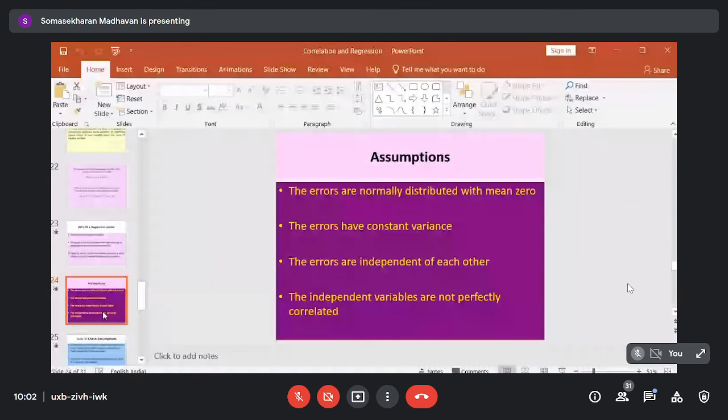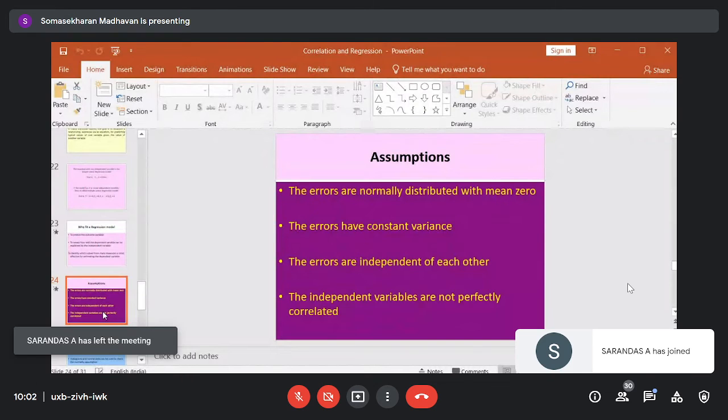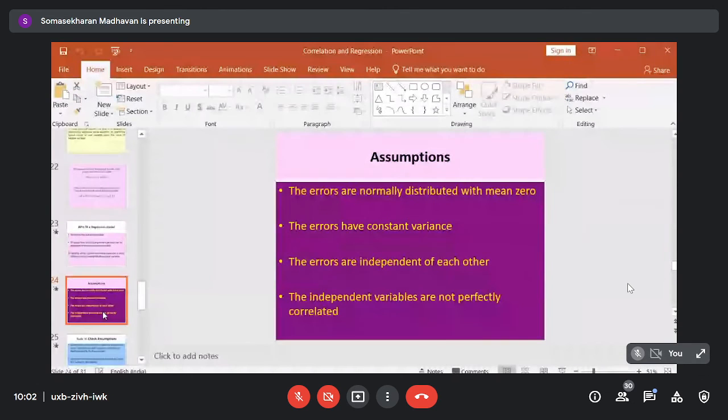If there is no constant variance, it indicates that the design is not correct. All this is related to the design of experiment. If the design is perfect, it will satisfy the assumption that the errors are independent of each other. Then independent variables are not perfectly correlated. So this is the problem of selection of independent variables.